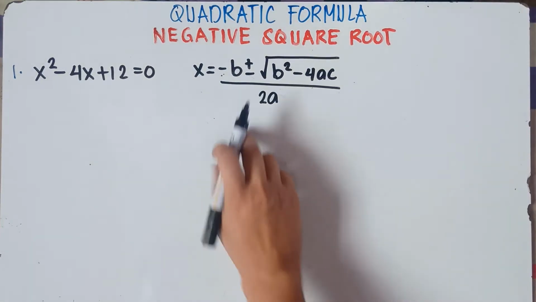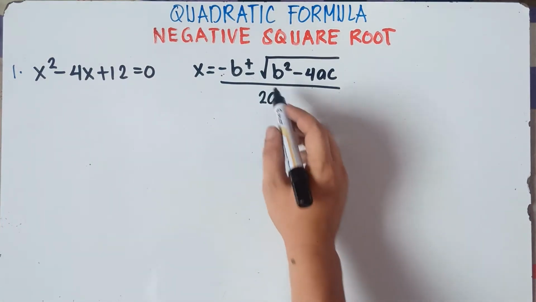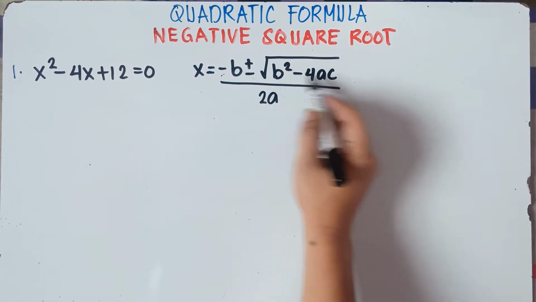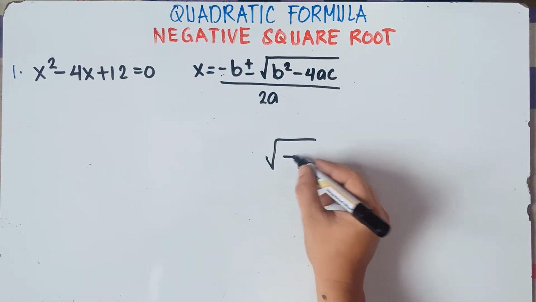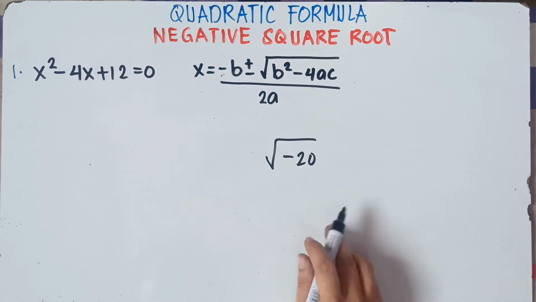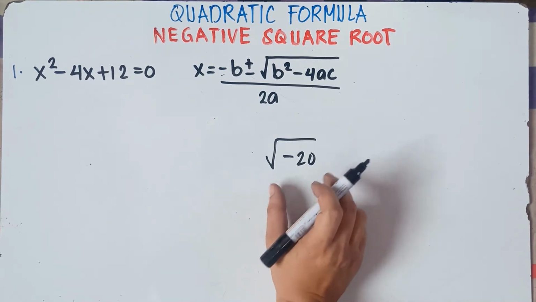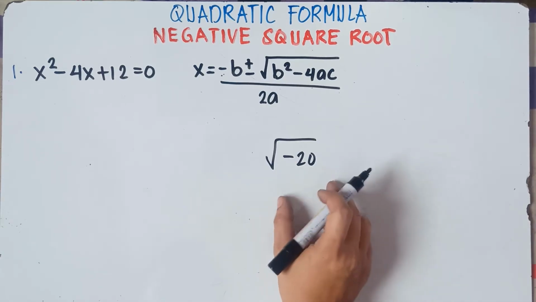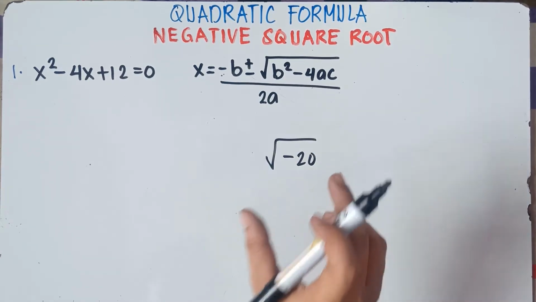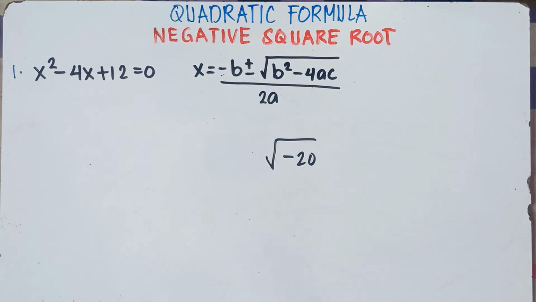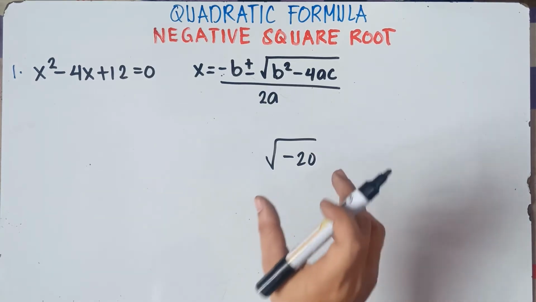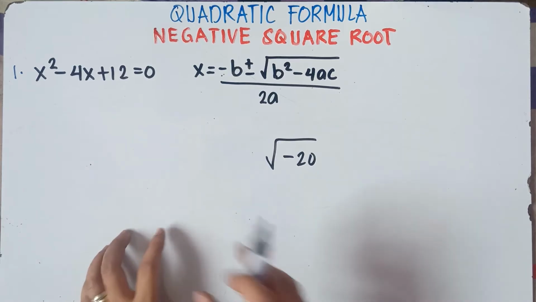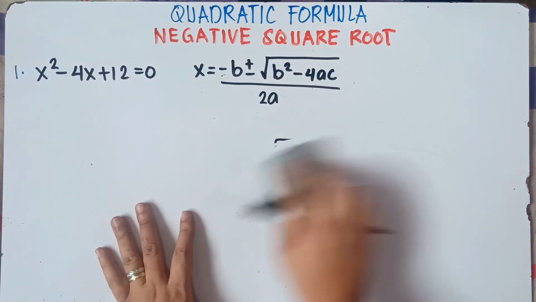Now what if you solve this quadratic formula, class, and the answer inside your square root is a negative number? For example, the answer for this one, you will have the square root of negative 20. When you use your calculator, of course, this will be a math error or syntax error because the calculator cannot solve a negative square root. So what would we do if we have a negative square root? Do not be worried, class, because we will explain this step by step.